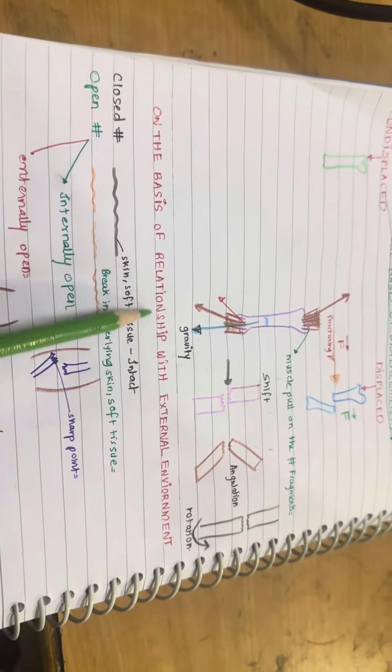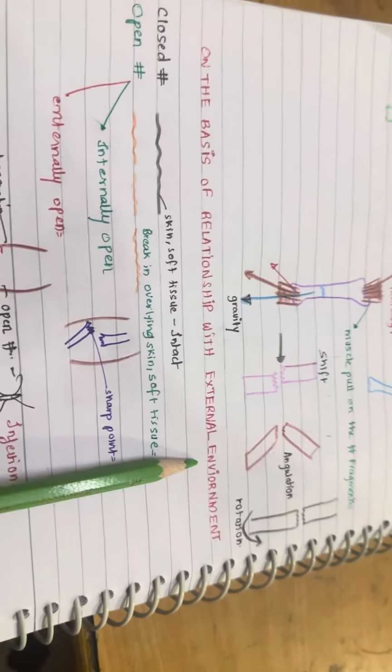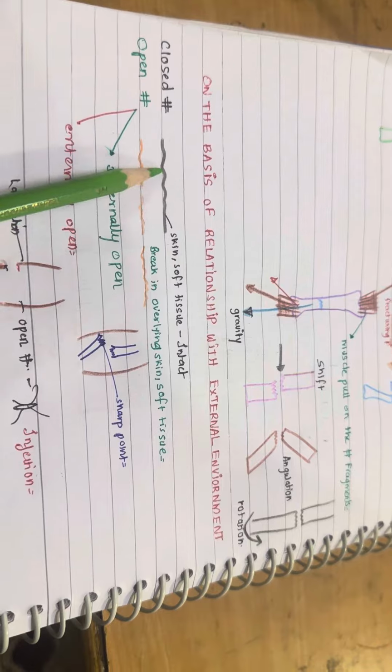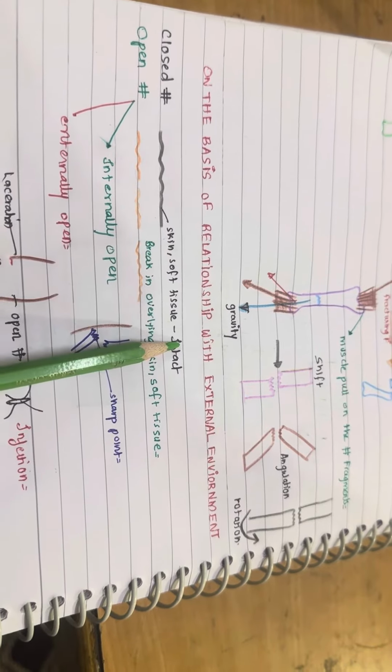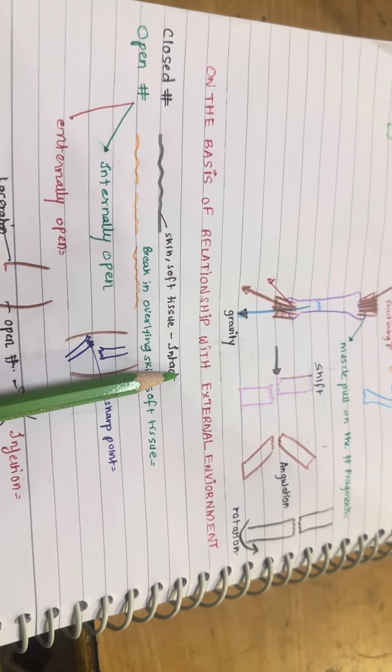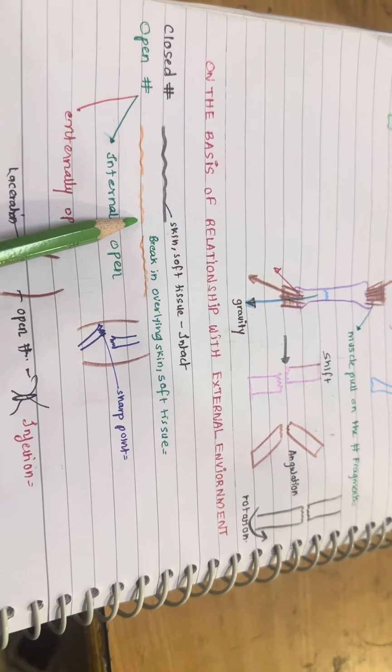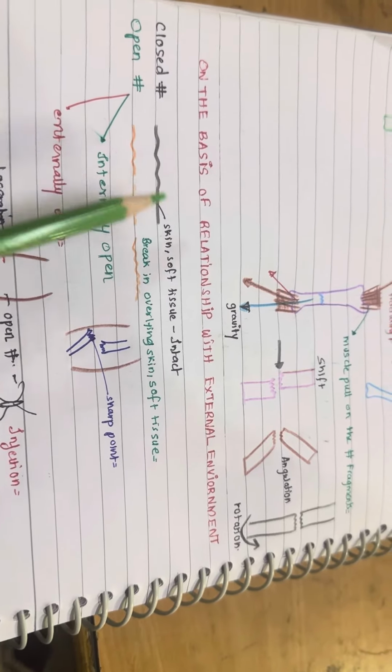Next is on the basis of the relationship with the external environment: open fracture and closed fracture. Closed means what? The skin and soft tissue will be intact. Open means there is a break in the overlying skin and soft tissue.